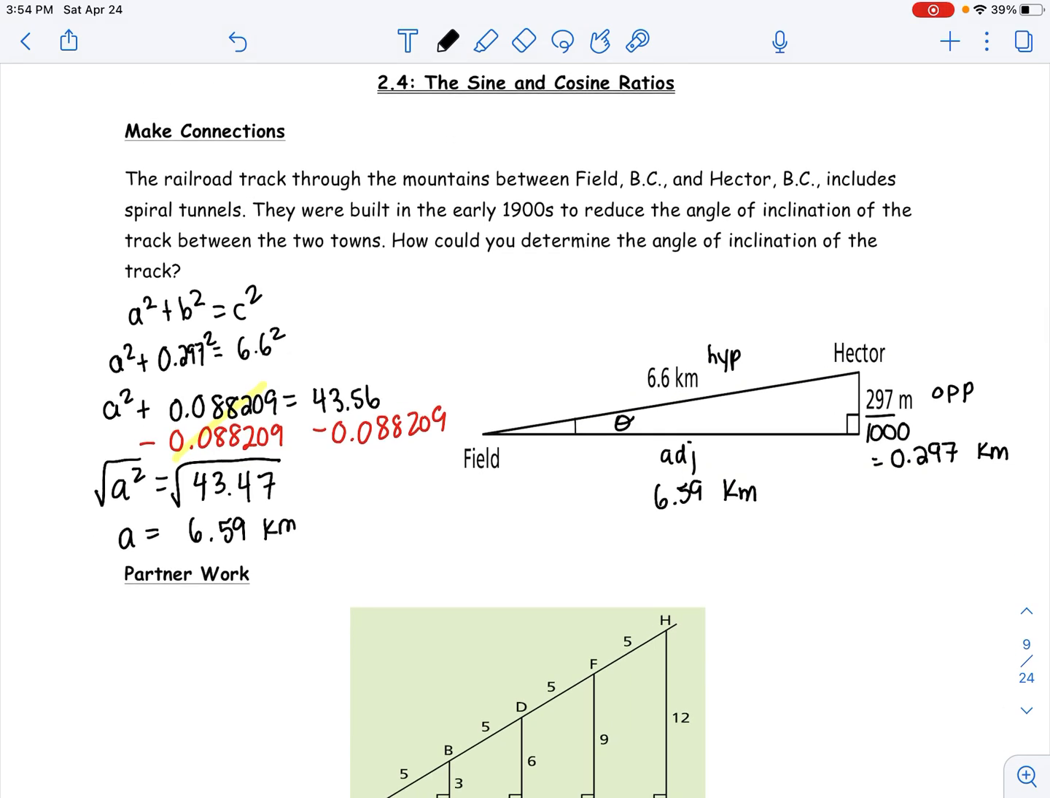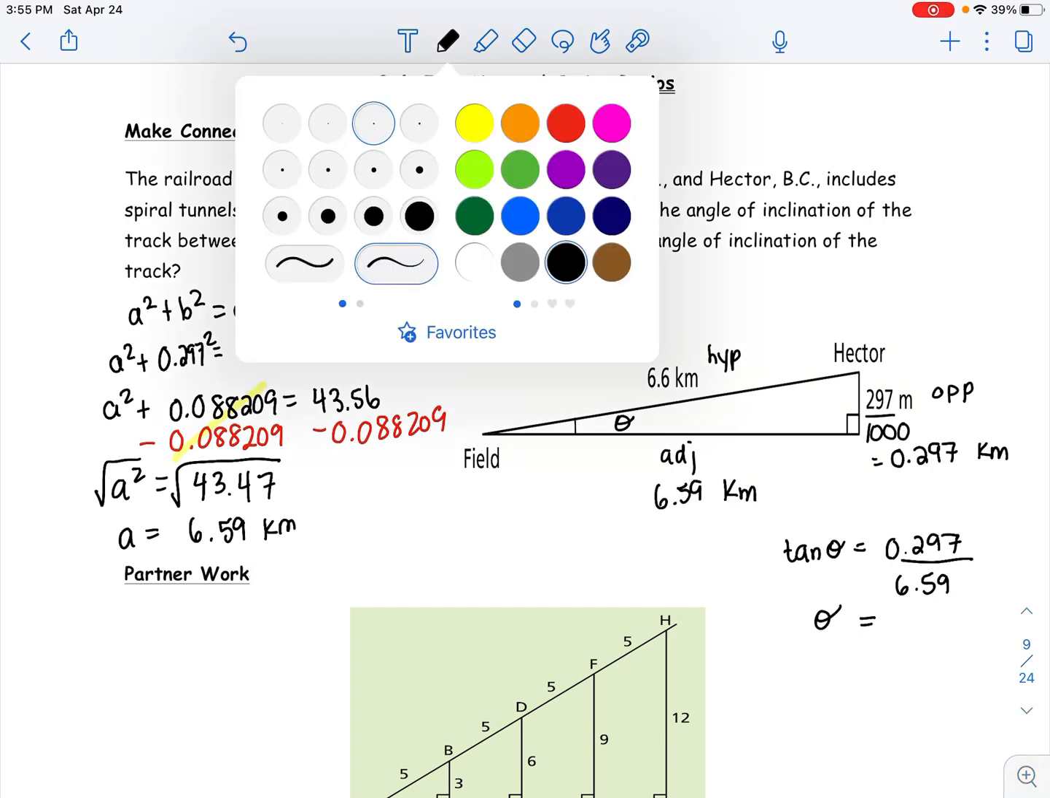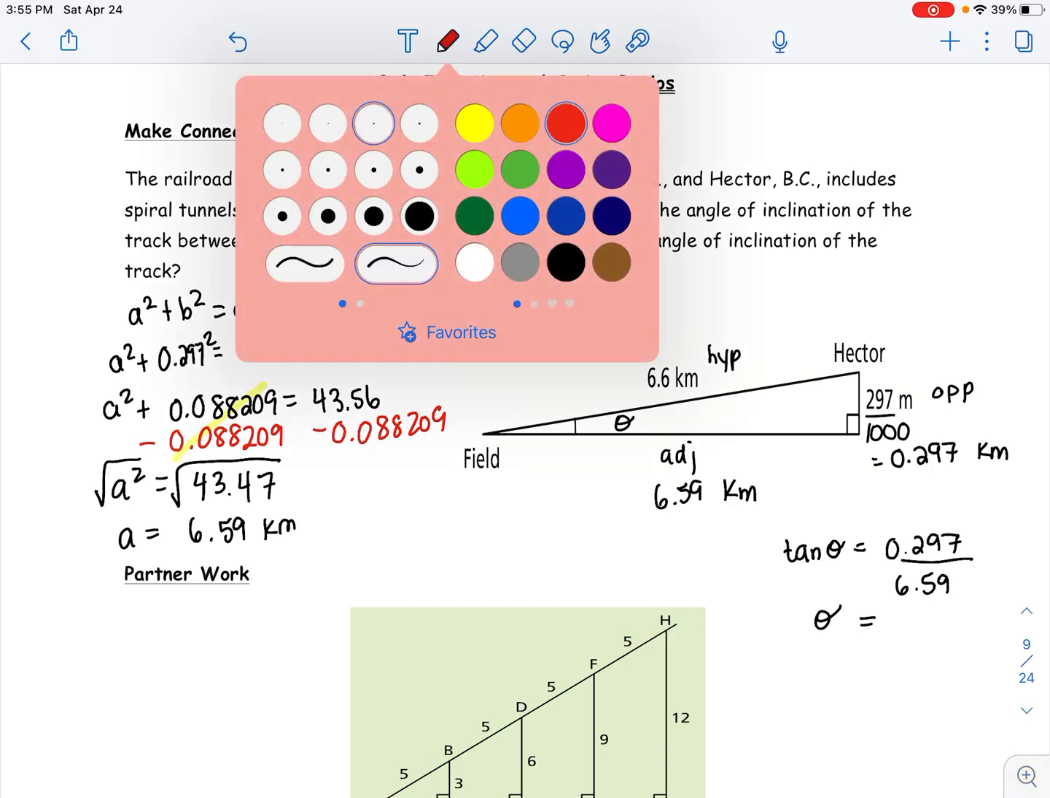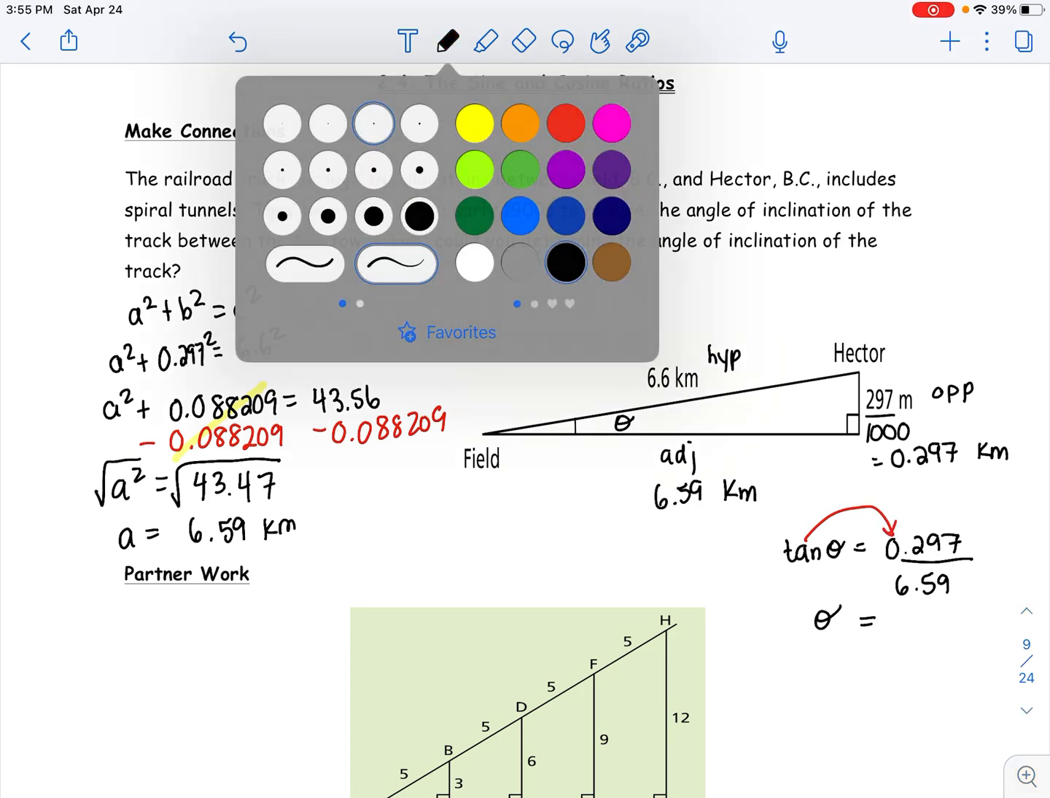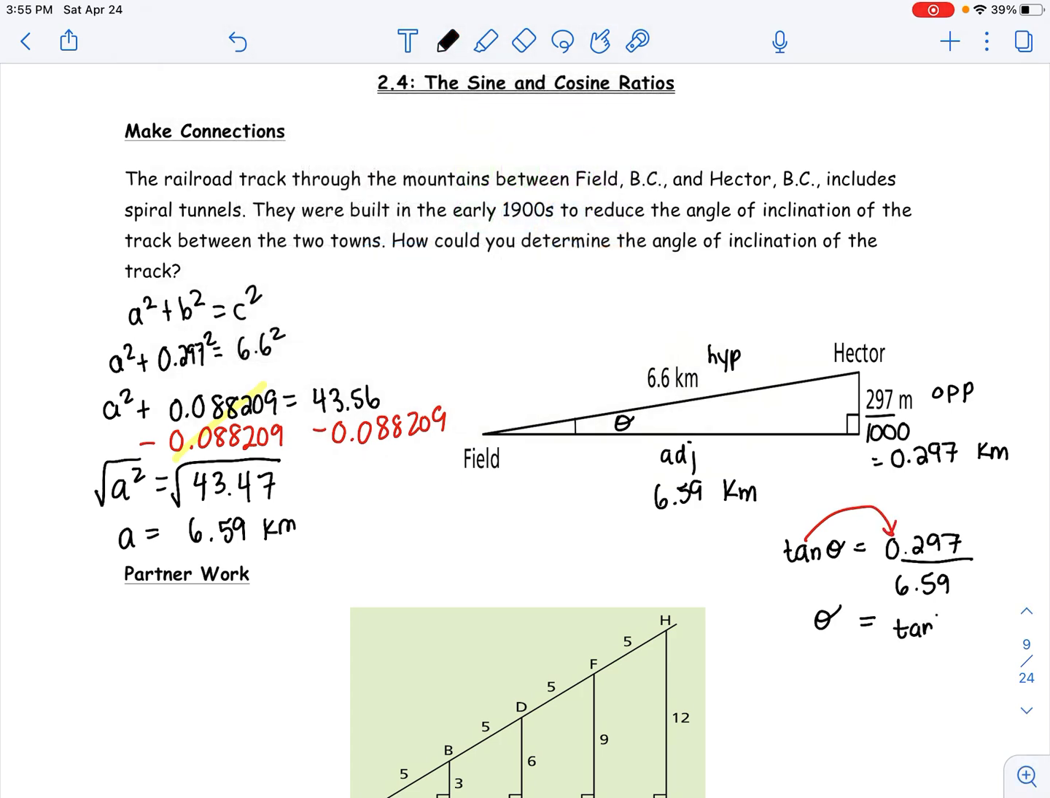Once we have that, now we're going to go to the tan ratio. Tan of our angle, which we don't know, is equal to our opposite side, which we do know is 0.297, divided by the side we just found, which was our adjacent, 6.59. And what you need to still remember is that anytime you want to find an angle, you have to bring the tan to the other side, and it always becomes tan inverse when you bring it over.